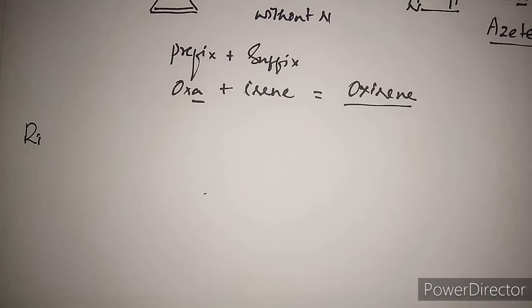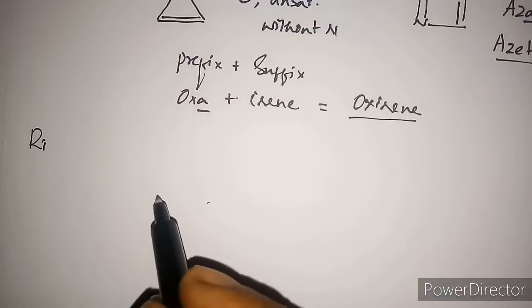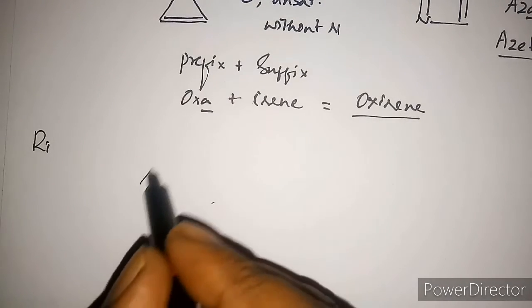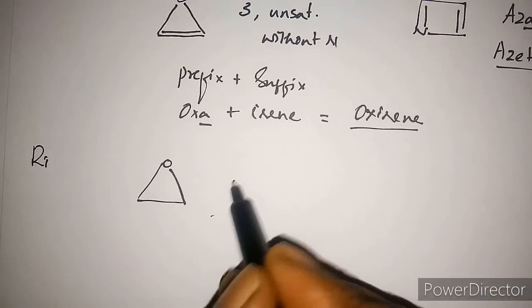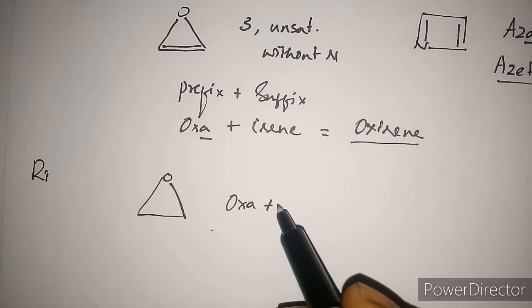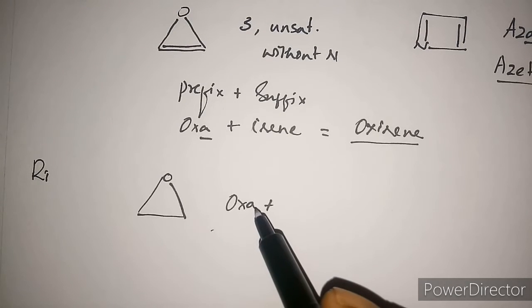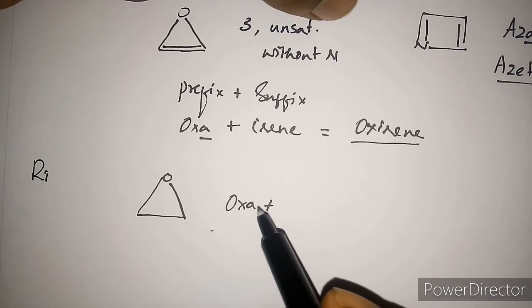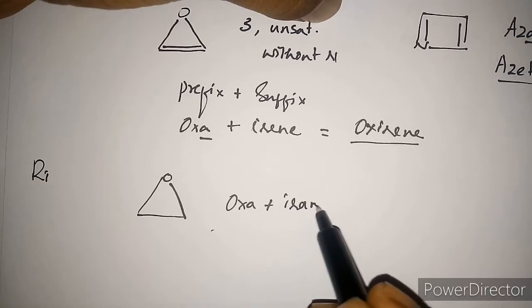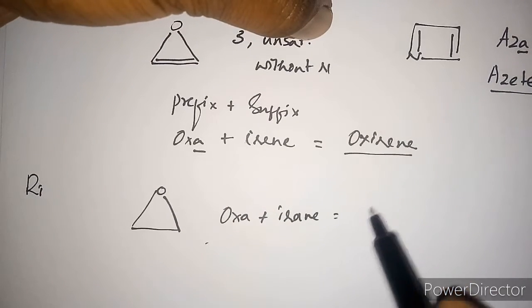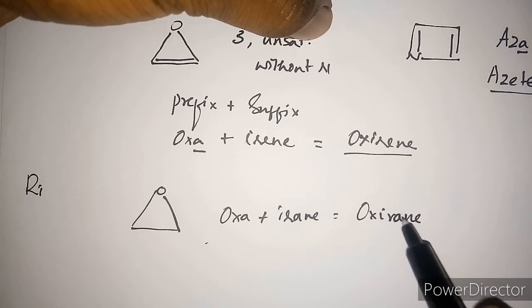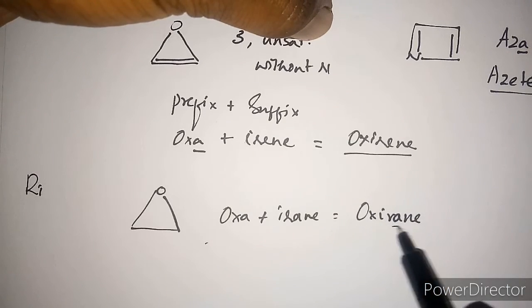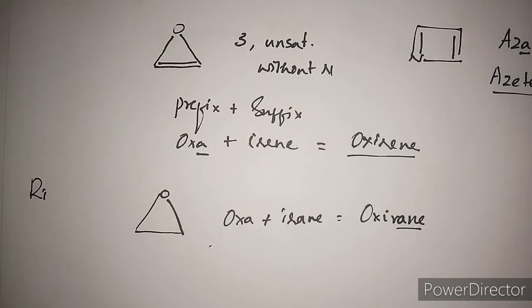Examples, in order to understand this, for the three-membered ring system. This is an unsaturated three-membered system, oxa plus suffix without nitrogen, irene. This one is saturated, ane. So here it is oxirene, and here it is oxirane.